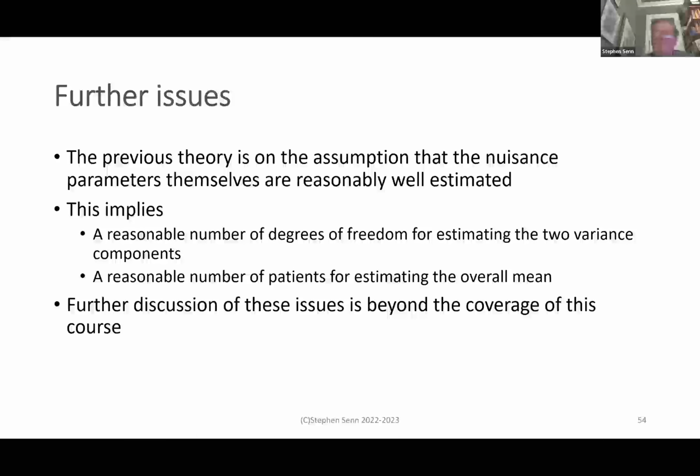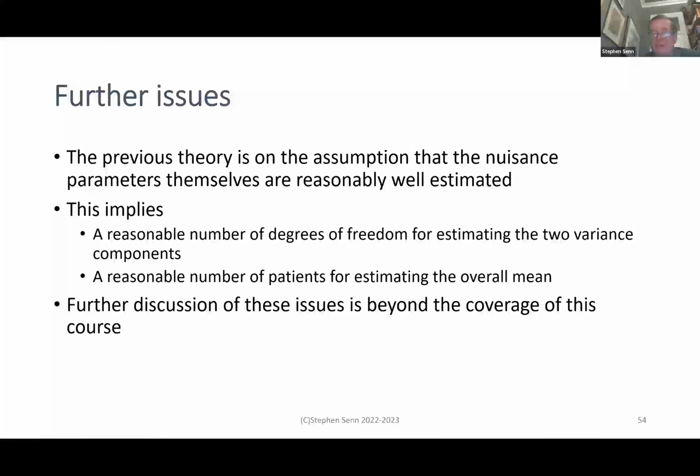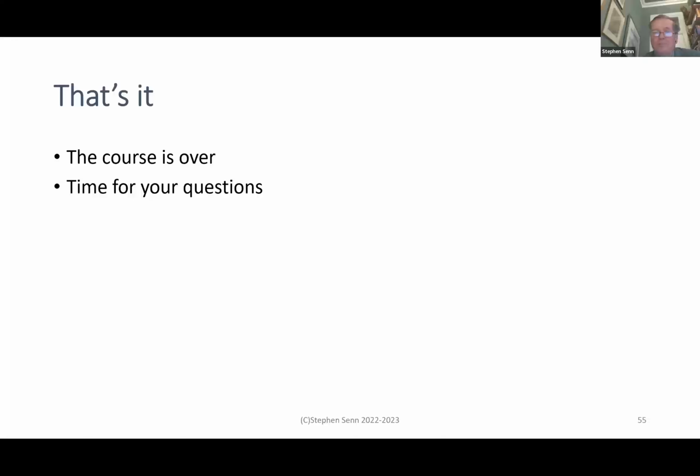Further issues, the previous theory is on the assumption that the nuisance parameters themselves are reasonably well estimated. This implies a reasonable number of degrees of freedom for estimating the two variance components, a reasonable number of patients for estimating the overall mean, but further discussion of these issues is beyond the coverage of this course. So that's it, the course is over, but the last bullet point is a lie.